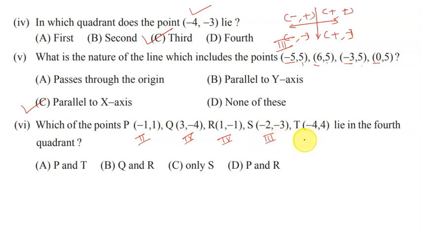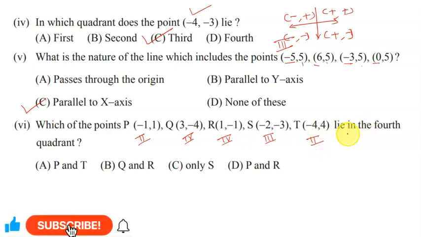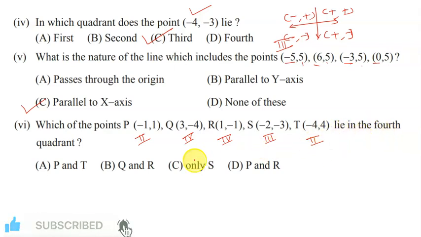And what about T? X is negative, y is positive. Therefore, it lies in the second quadrant. ओके, आपल्याला विचारलंय की which points lie in the fourth quadrant. Therefore the points Q and R lie in the fourth quadrant. Therefore, here option B is correct. B हा option या ठिकाणी correct आहे.